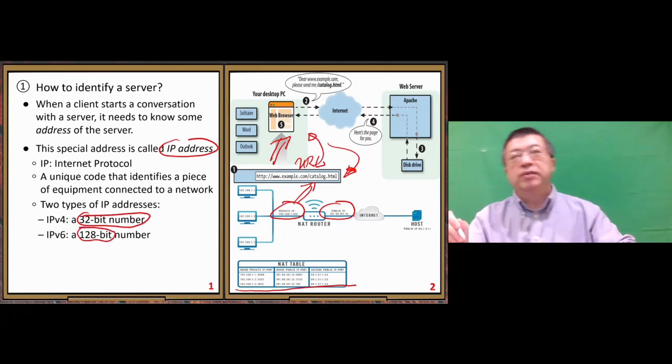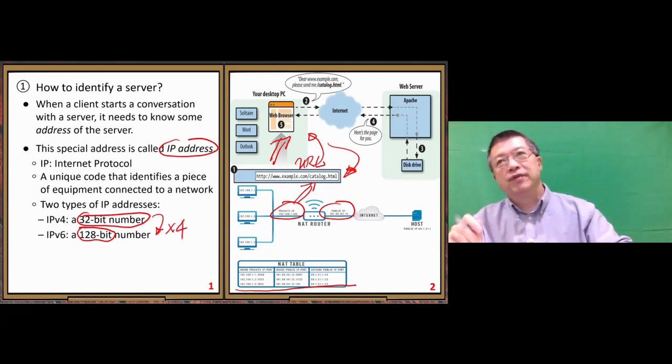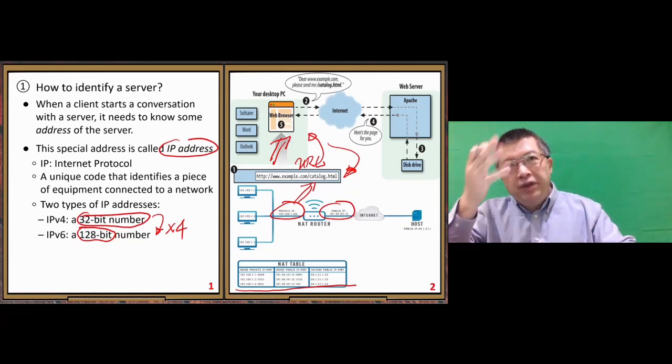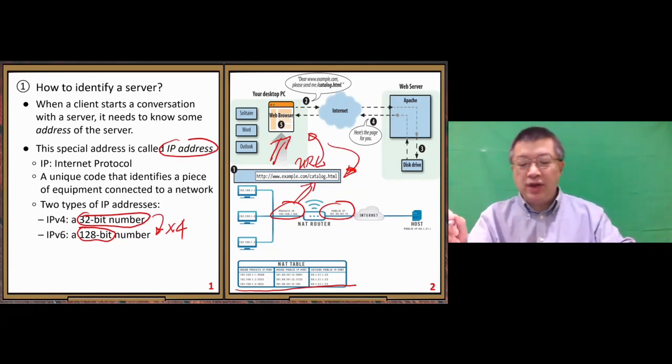IPv6 is a 128-bit number. Much longer. You can see it is 4 times IPv4 regarding the bit size. In our next slide, we will talk about IPv6, because it is very complicated. IPv4 is much simpler, IPv6 much more complicated.